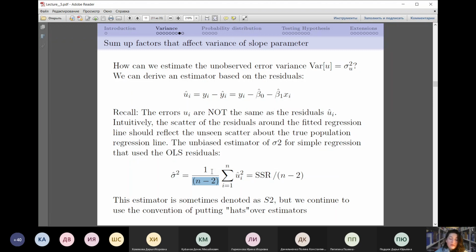Why should we do this? Because in other case, the estimator of the difference between observed values and the estimated values of y is biased. It is biased because it doesn't account for several restrictions that must be satisfied by ordinary least squares residuals.